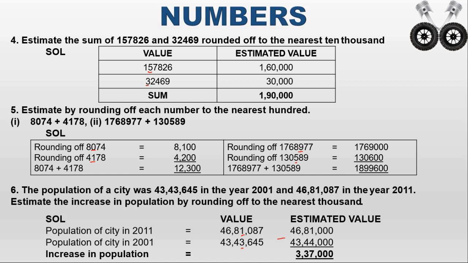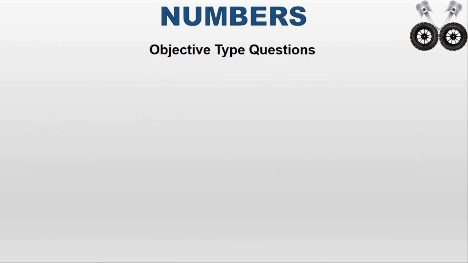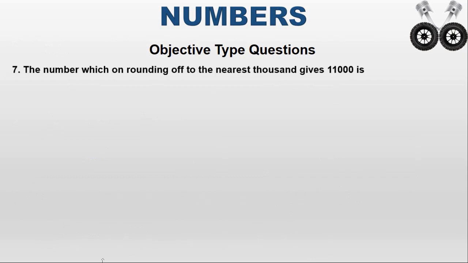Now you have to subtract to find how much the population has increased. 0 minus 0, 0 minus 0, 0 minus 0. Then 1 minus 4. 1 cannot be subtracted from 4, so you have to borrow 1 from the 8. So it becomes 11 and the 8 becomes 7. 11 minus 4 is 7. 7 minus 4 is 3. Then 6 minus 3 is 3. 4 minus 4 is 0. So the increase in population is 3,37,000.